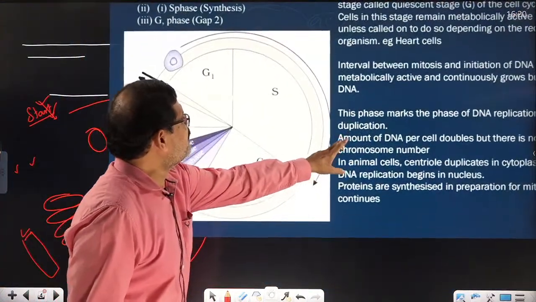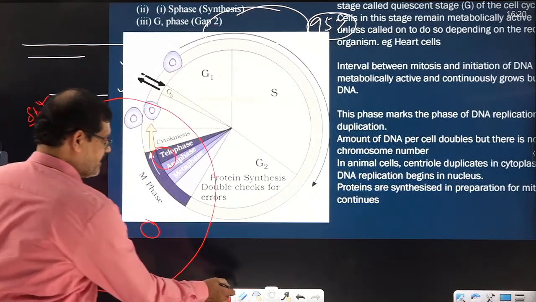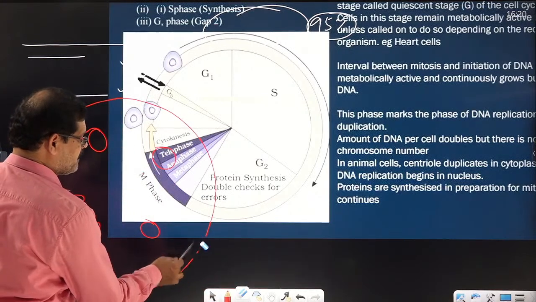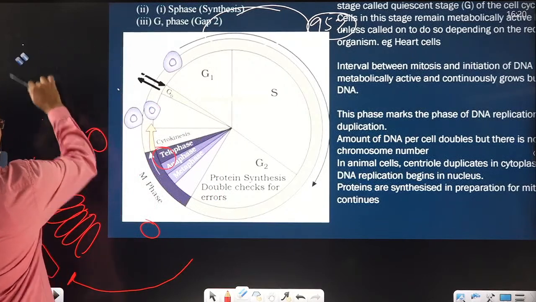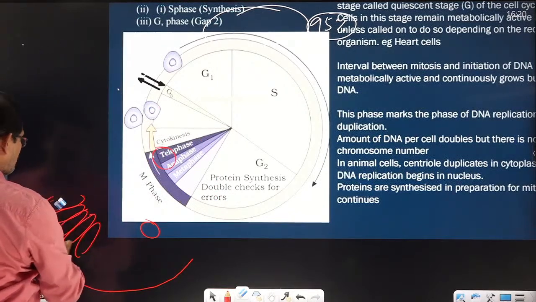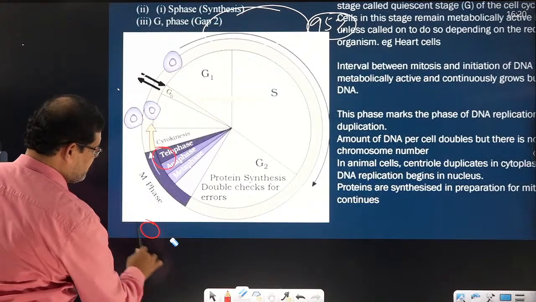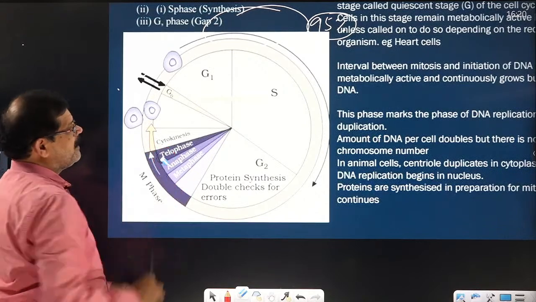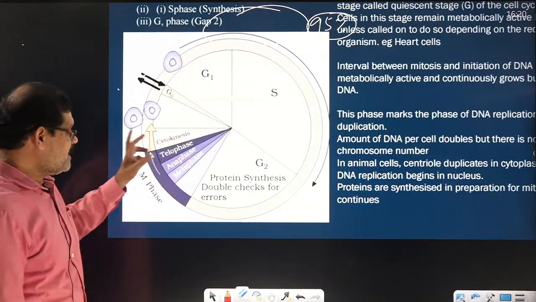You can check it very clearly. This is the same kind of diagram which is given for you in the NCERT. You can check whether the same diagram is given or not, with the same diagrammatic representation and all the stages which I have mentioned here.